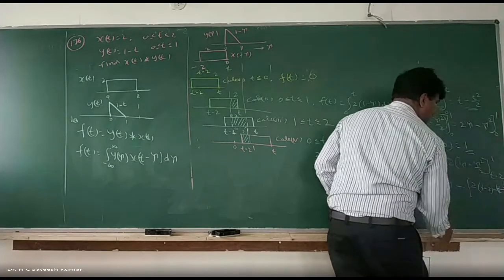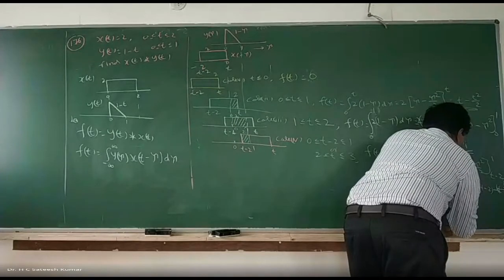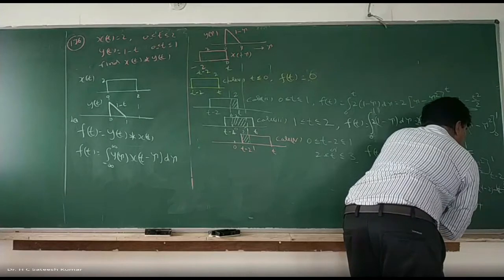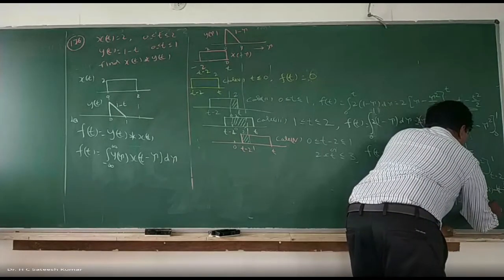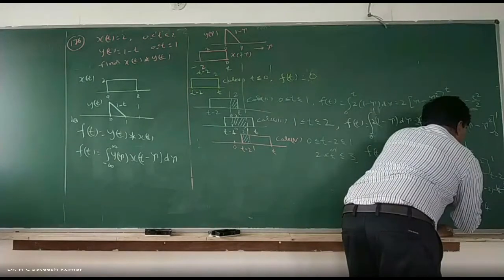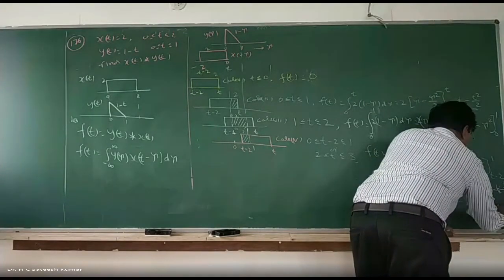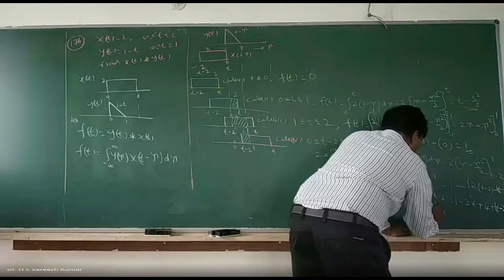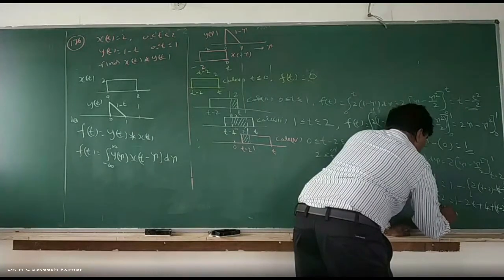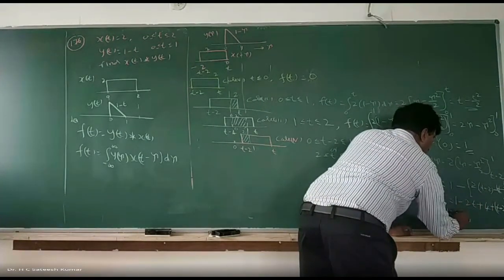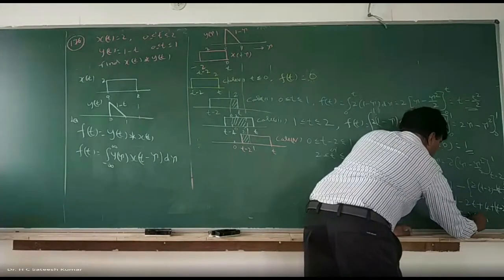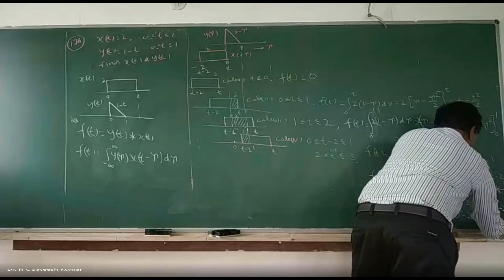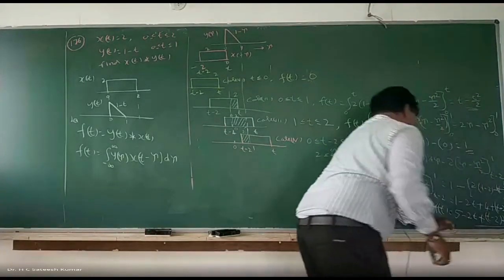Or you can write it as 1 minus 2t, minus into minus plus 2 into 2, 4, and minus into minus plus t minus 2 whole square. This can be written as F of t is equal to 1 plus 4, 5 minus 2t, 5 minus 2t plus t minus 2 whole square. That's how we should do it.